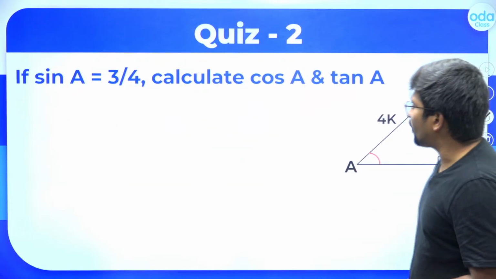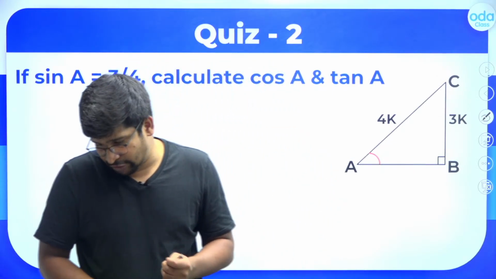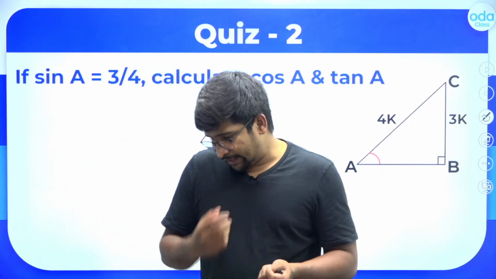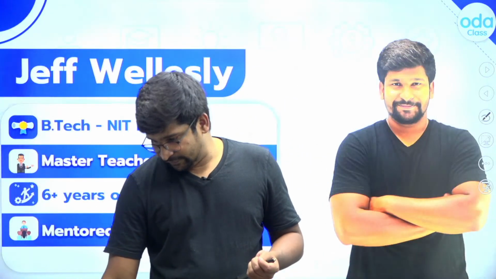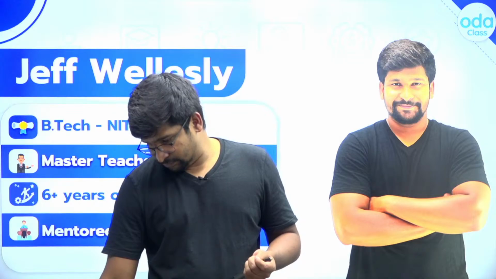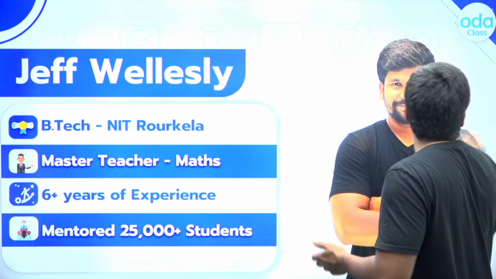Now the next question, very important: when one of the trigonometric ratios is given to you, how you will figure out the rest of the trigonometric ratios. That will be the point of discussion here. So let's see.